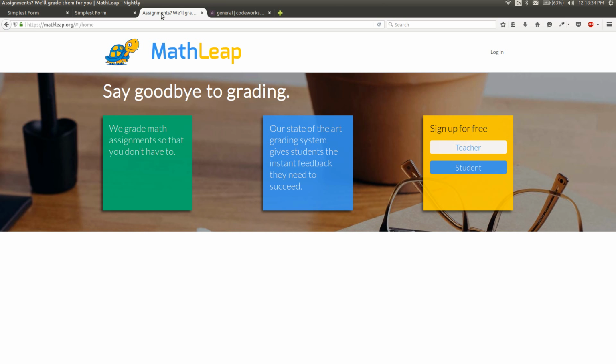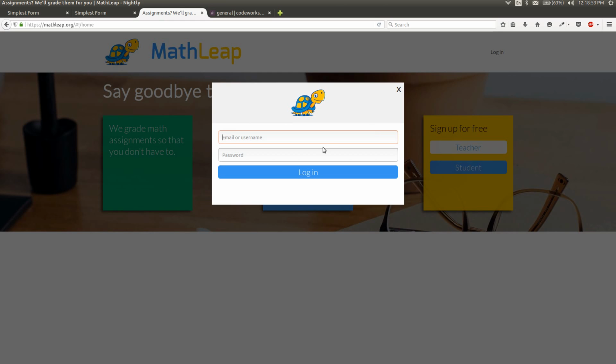And MathLeap grades assignments so that teachers don't have to, and we do analytics to give teachers feedback about their classes and help them answer questions like who amongst my students needs extra help, and what topics do I need to reinforce with my students. So I'll show you a little demo here. I'm going to log in as a teacher.